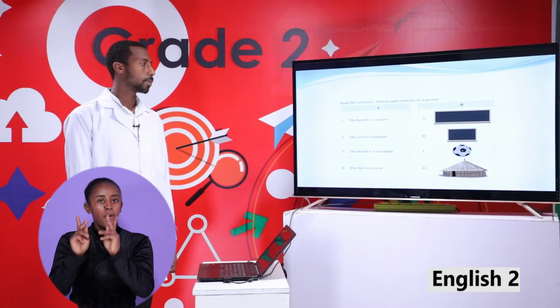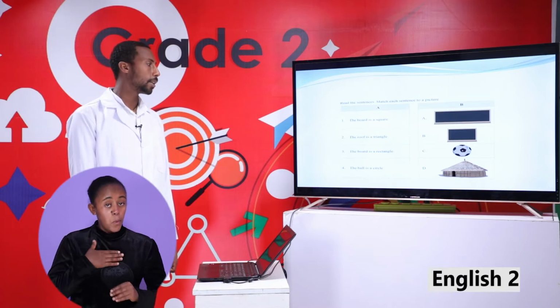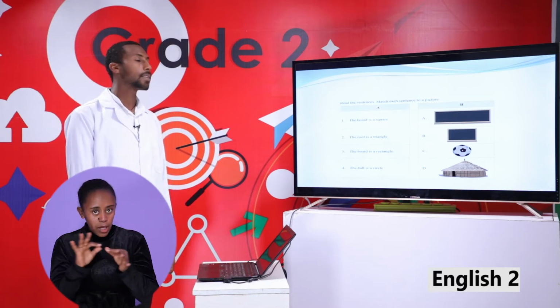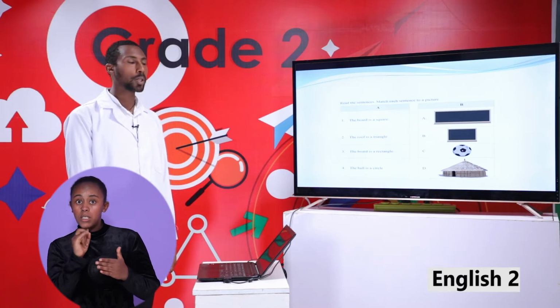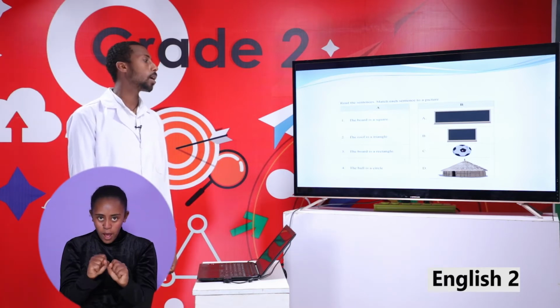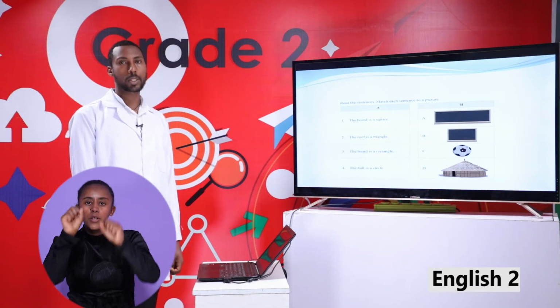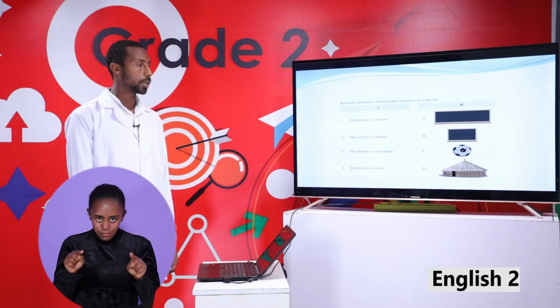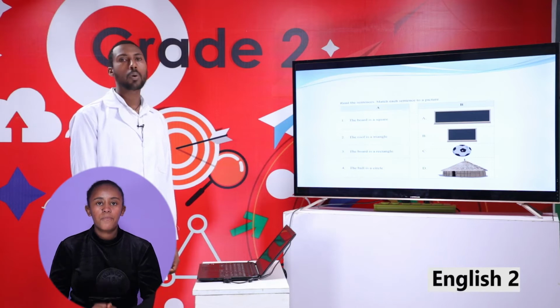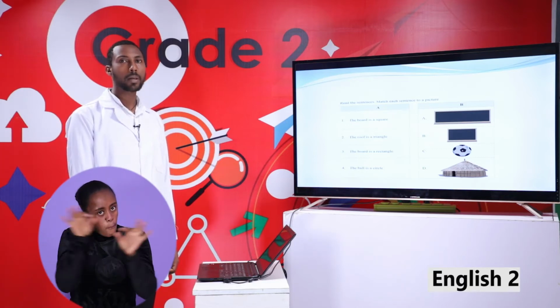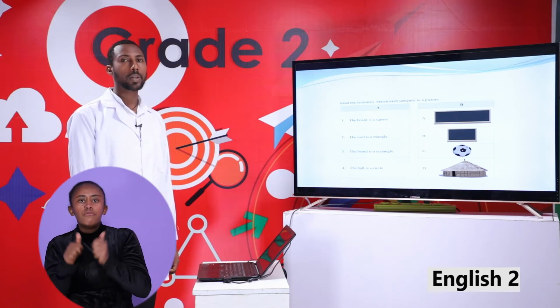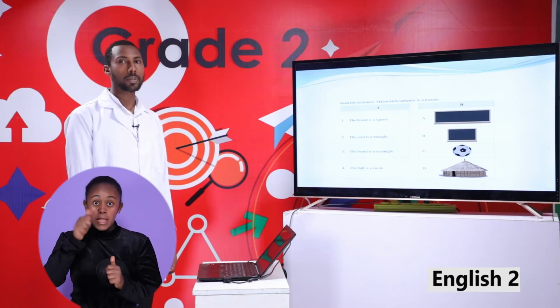Okay, students, please look carefully at the first sentence. The first sentence says, the board is a square. Students, are you with me? So, what will be the response? You have to match under column B. Which one is the answer? I will give you 10 seconds for this question.